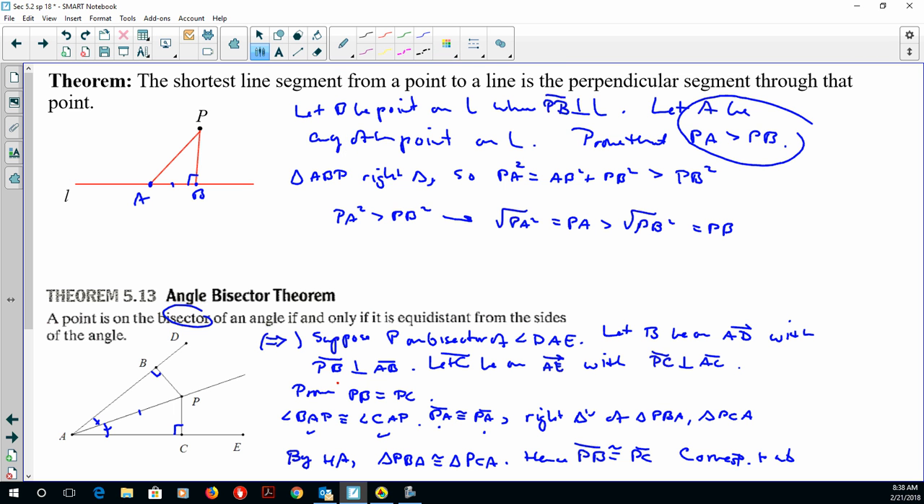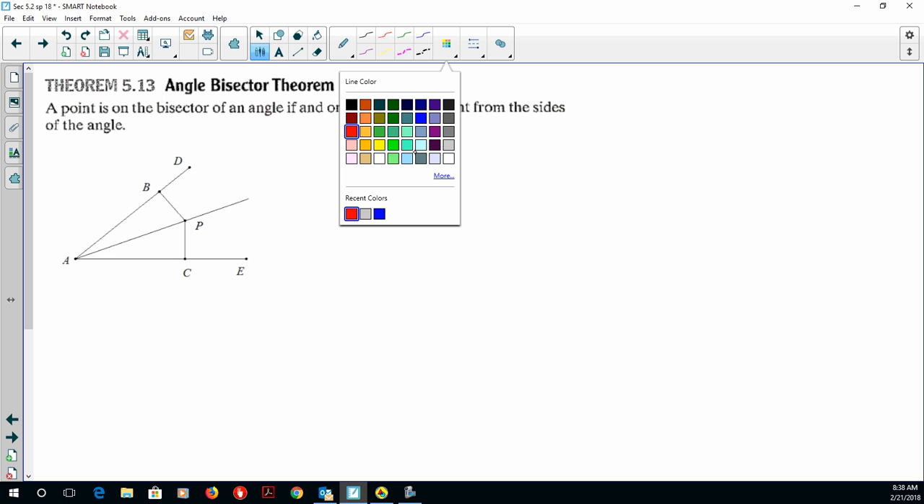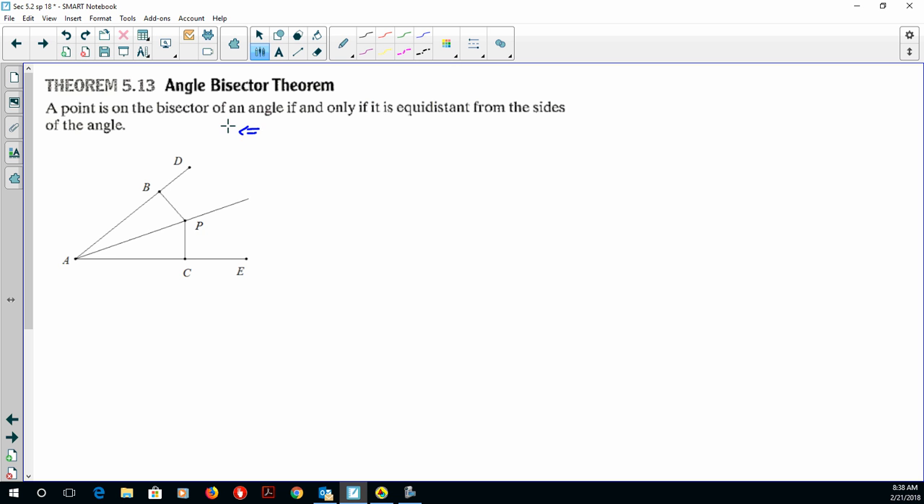Now, the other direction is we're going to be doing, that's only one direction. We got to do the other direction. We have to do this way. Okay. So, in other words, we're going to assume that P is equidistant and have to prove that P is a bisector.